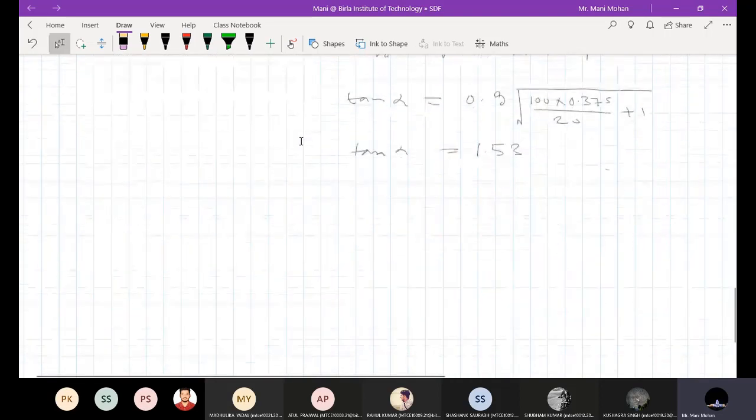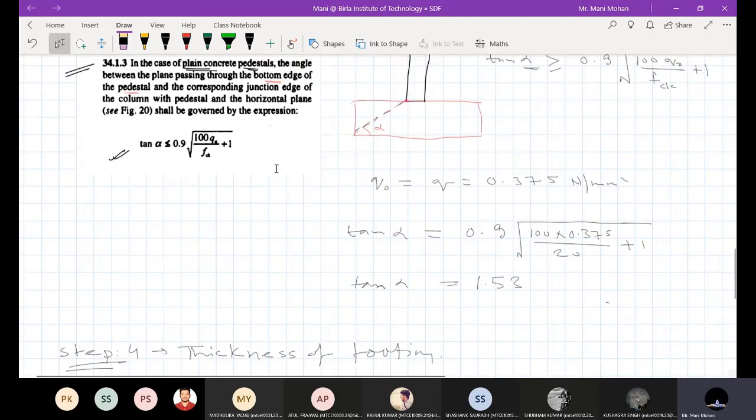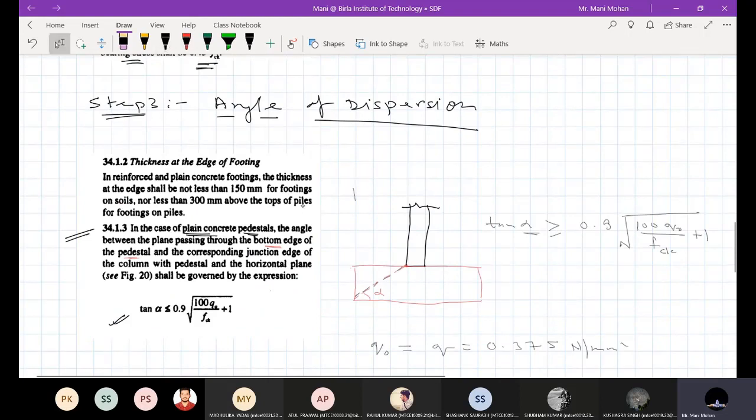So let me write step 4, which will help you to compute the thickness of the footing. How can I compute the thickness of the footing? Please see. How much was this dimension which we are providing? The footing dimension which I am going with is 1650 millimeter. This width is 1650 millimeter. How much is this cantilever length? This dimension is 400. 1650 minus 400 divided by 2.